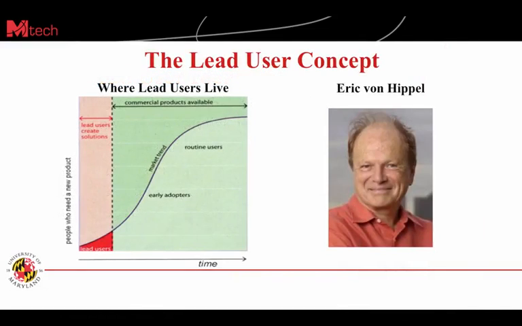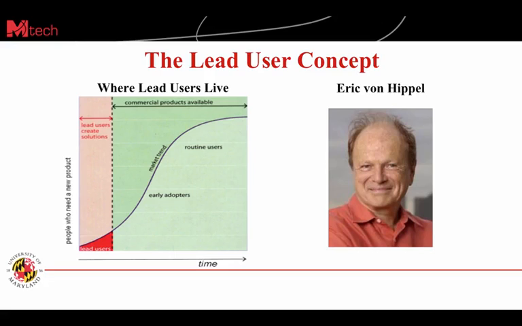And so let's take a look at where lead users show up and what the lead user concept is. The fellow on the right, Eric von Hippel, is one of the originators of the lead user concept. He's an MIT professor. He has written a very interesting book called Democratizing Innovation, and it's freely available on his website. It's a downloadable PDF book, and very interesting. And what it gets at is this whole notion of where lead users show up in the innovation adoption cycle.